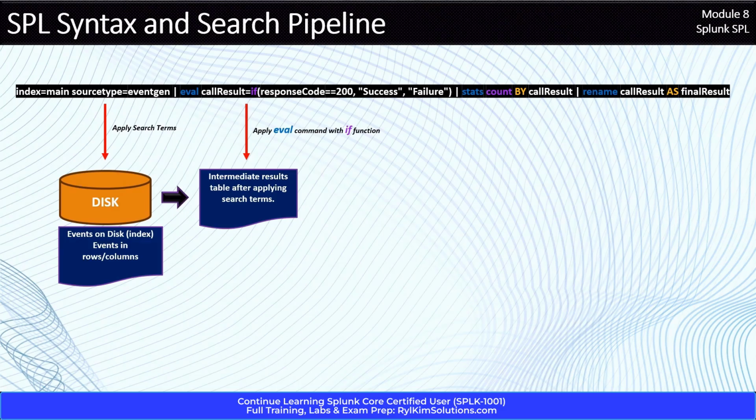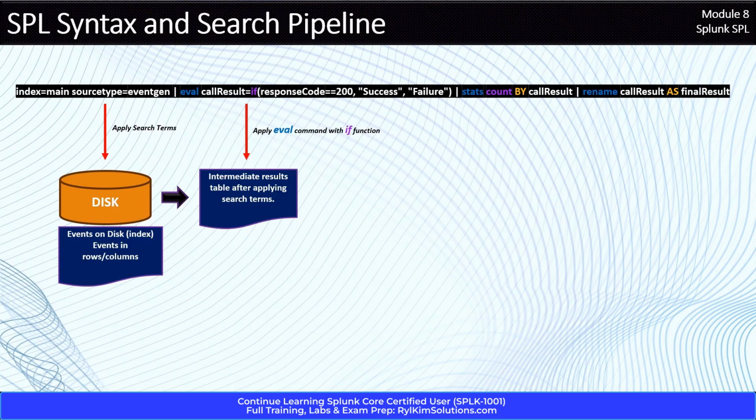And in order to calculate that field, we are going to need a function. And the function in this case is the if function. Remember, we just said in the previous slide that you can have some commands that are going to be associated with functions. Now, you pass your parameters into the if function, which in this case, you are really saying that if another field, response code, is 200, give the call result field a value of success. Otherwise, give it a value of failure.